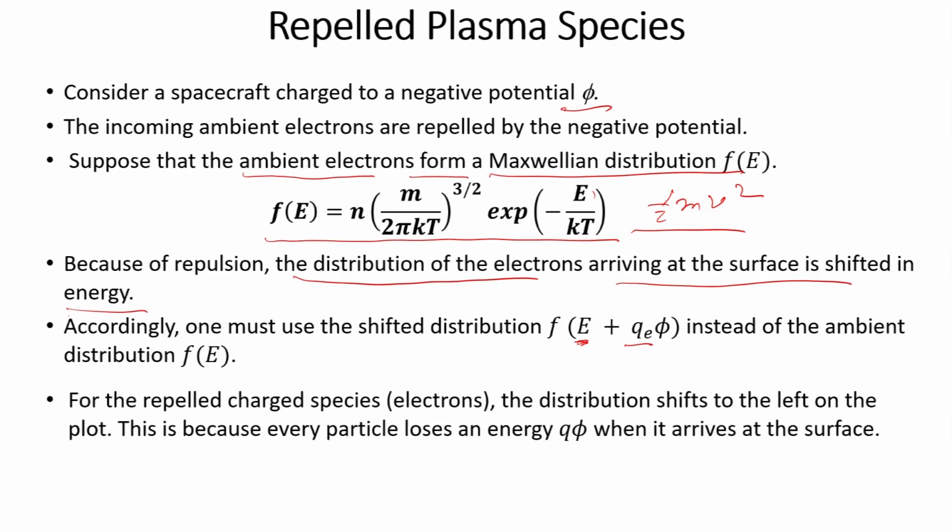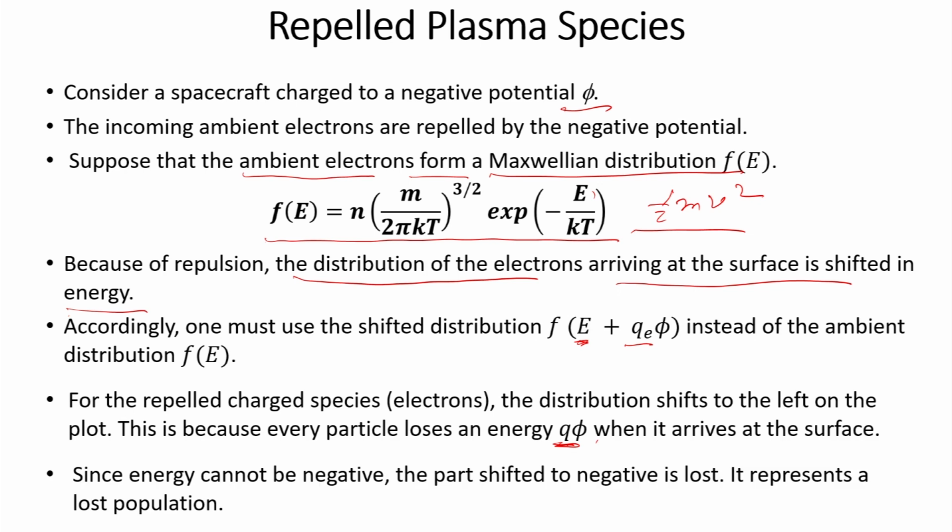Now, we will see that for these repelled charged species, that is electrons, the distributions shift to the left, as I already told you. Why is this so? Because every particle loses an energy of q into phi when they arrive at the surface. Now, you see this energy cannot be negative, we will see in our next slide. So, what does it mean? That this part which is shifted to the left side is lost, and it represents a lost population.